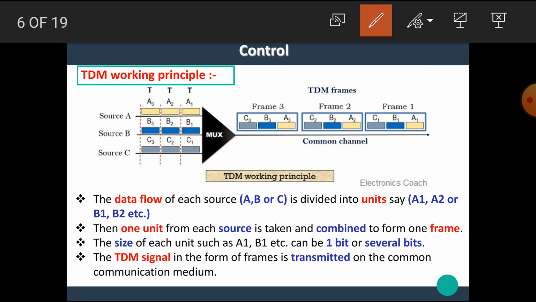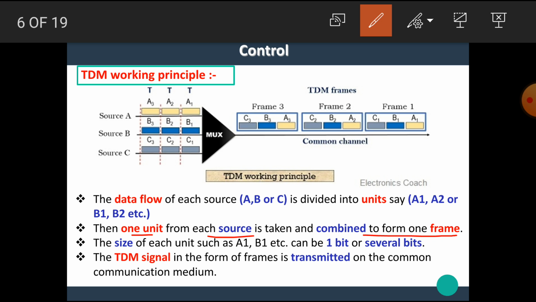The data flow of each source A, B, or C is divided into units, say A1, A2, B1, B2, etc. That means each source is divided into units, such as source A is divided into A1, A2, A3. Source B is divided into B1, B2, B3. Source C is divided into C1, C2, C3, depending upon the time slots. Then one unit from each source is taken and combined to form one frame.